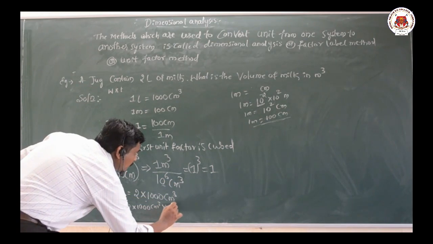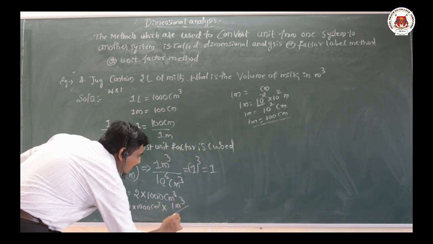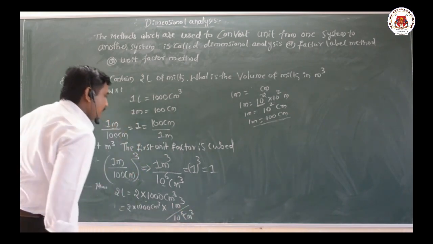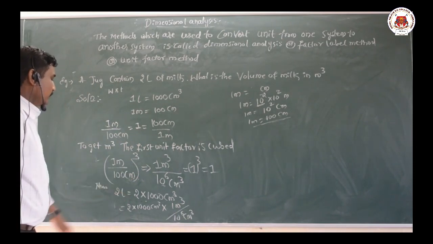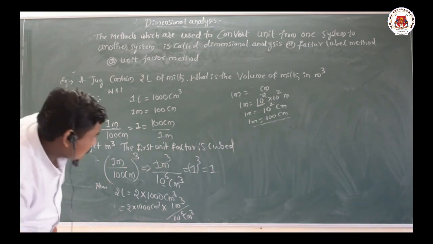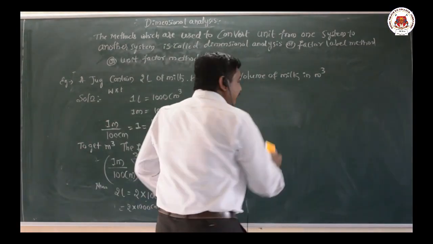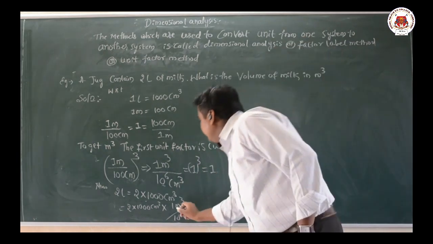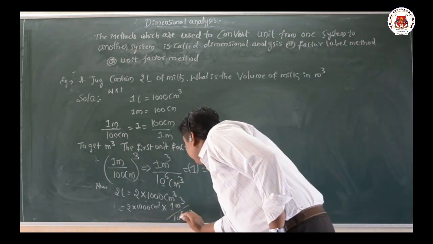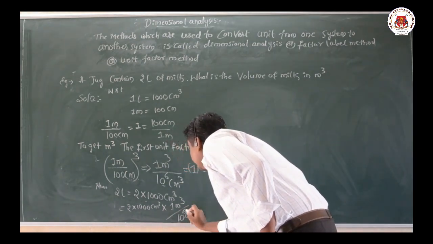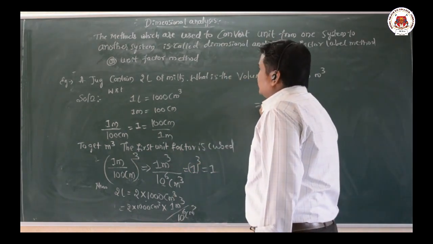Into 1 meter cube divided by 10 to the power of 6 cm cube. So 2 into 1000 cm cube into 1 meter cube divided by 10 to the power of 6 cm cube. Now I will write here, 2 into 1000 cm cube into 1 meter cube divided by 10 to the power of 6 cm cube. That is equal to what here?